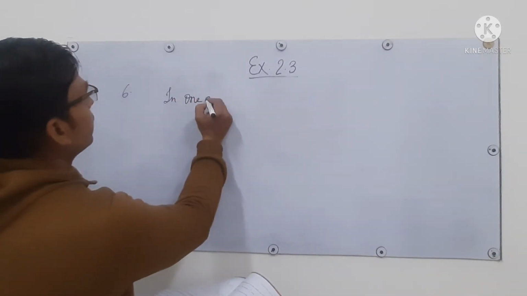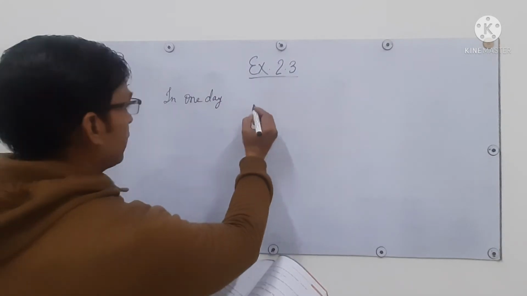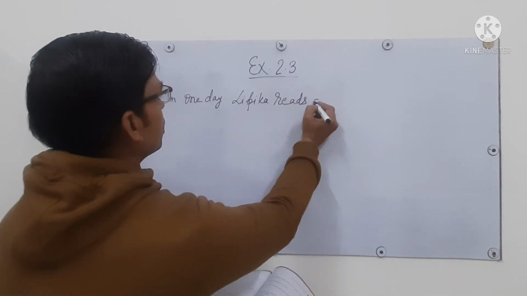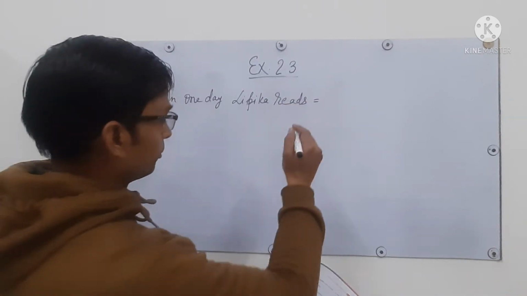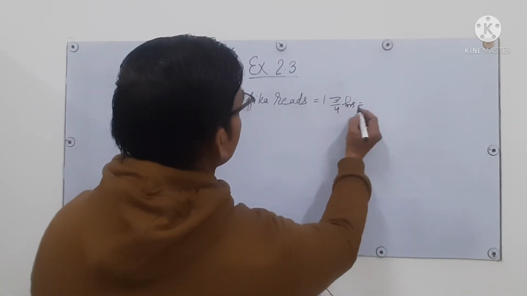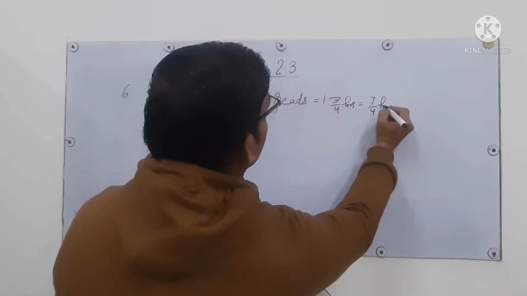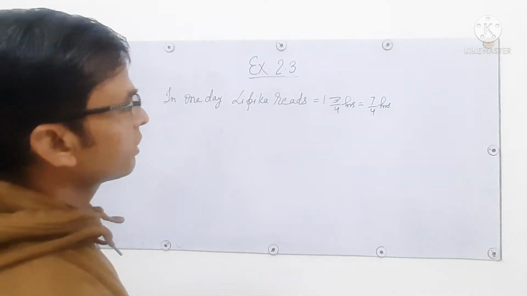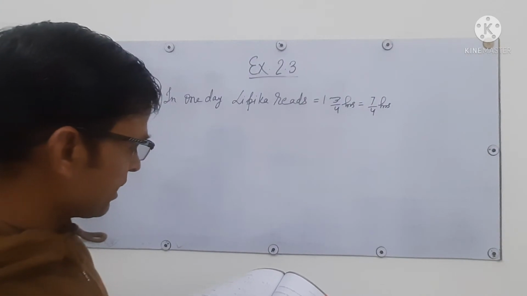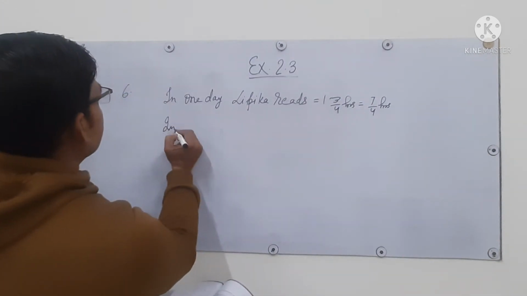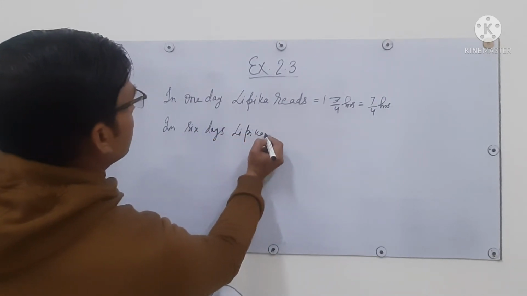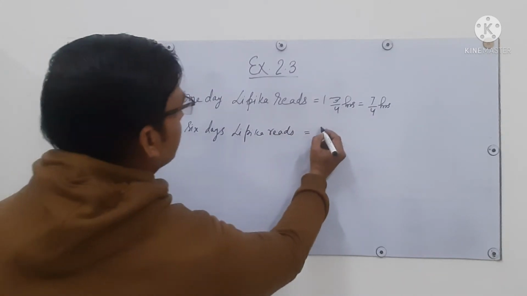In one day, Lipika reads 3/4 hours. Okay, so in one day she just reads 3/4 hours, and she used to complete the book in 6 days. So in 6 days Lipika will read how many hours? Yes, correct.